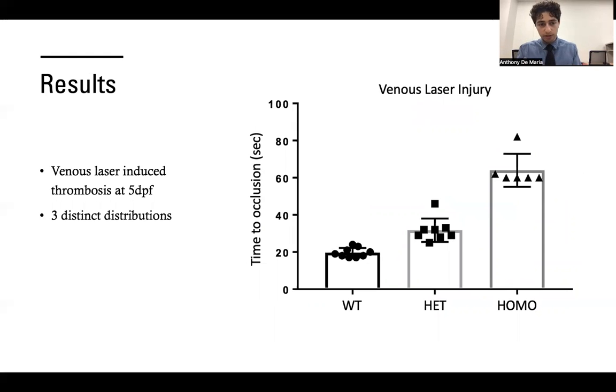So after confirming the genotypes, we did a laser-induced injury to the larvae at 5 days post-fertilization. And here on the right is the results of that induced injury. You'll see that we have 3 distinct distributions of bleeding times for the wild types, for the heterozygous, and for the homozygous. For the homozygous, it took more than 60 seconds for them to clot, if they clotted at all. And the heterozygous, they usually clot around 25 to 50 seconds. And the wild types clot pretty quick, from 18 to 22.